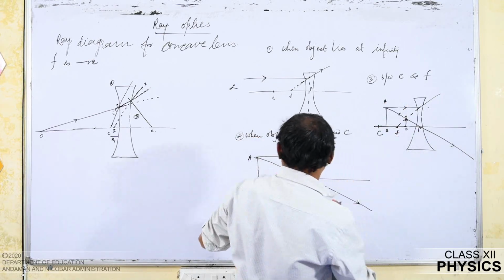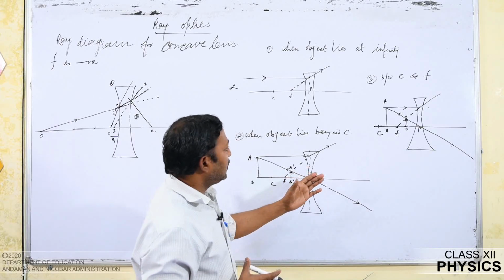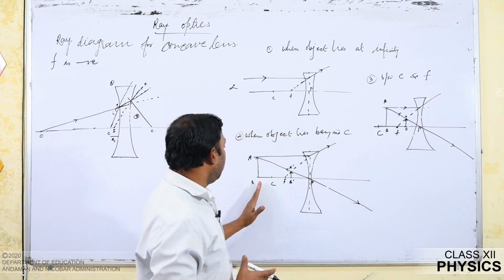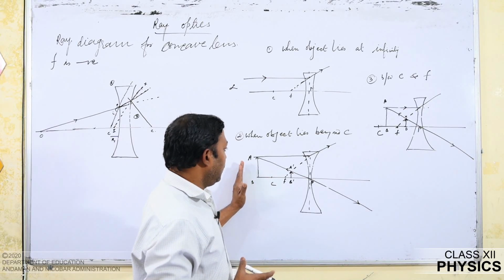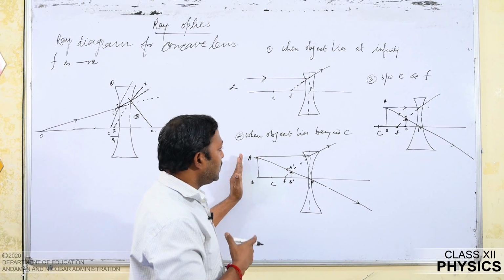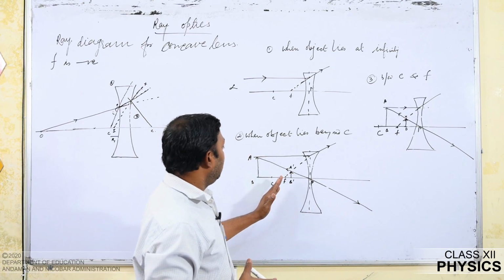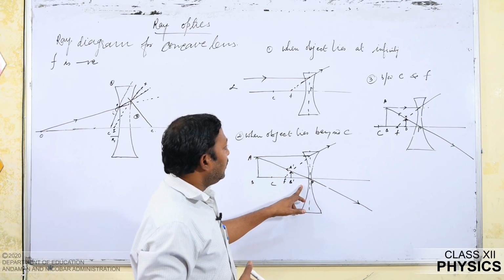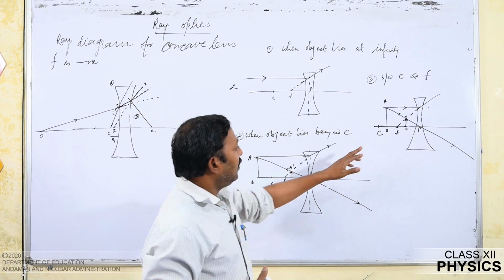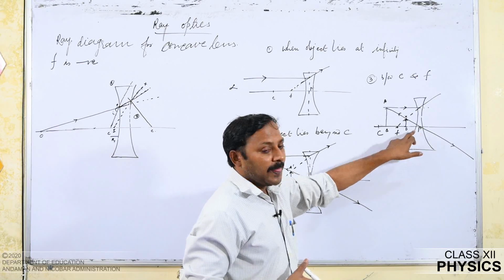So, in all these cases we are seeing that the image lies between focus and pole irrespective of the location of the object. Whether you place the object at C, or beyond C, or between C and F or between F and P, the image will always be obtained between focus and pole.